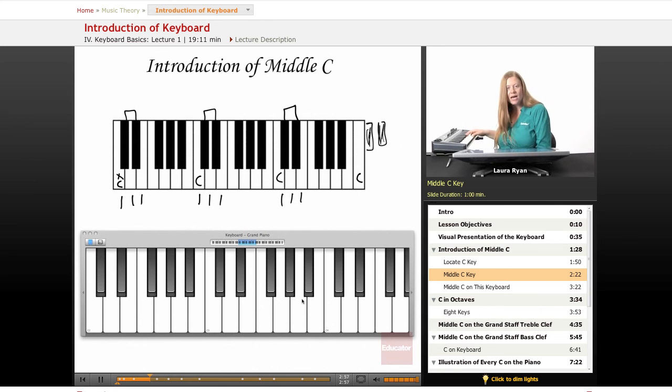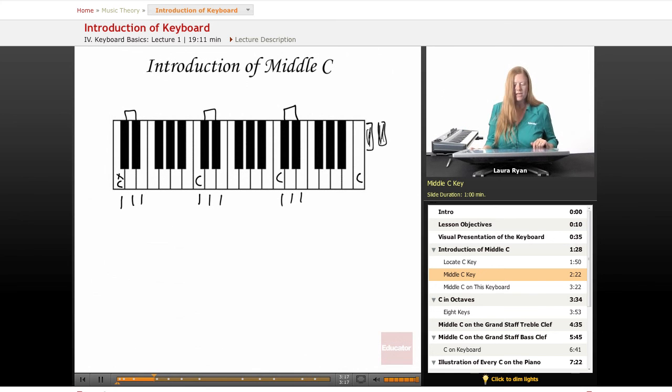And it also sounds like this tone you're hearing. If you're playing a C and it sounds really low, or if you're playing a C that you found and it sounds really high, those won't be your middle Cs. Your middle C is always this tone. Okay, so that is how you find middle C on the keyboard.